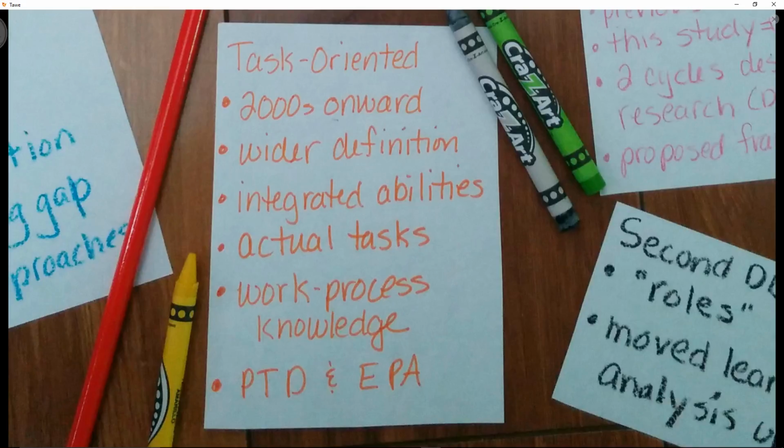Since the 2000s, the task-oriented approach has been advocated to overcome the drawbacks of the role-oriented approach. In the task-oriented approach, a wider definition of competency is used. In this definition, competency is regarded as the integrated abilities required to cope with complex tasks. Task-oriented competency development focuses on the actual tasks for the occupation as well as the work process knowledge in those tasks. Typical methods for task-oriented approaches are professional task development, or PTD, and entrusted professional activities, or EPA.